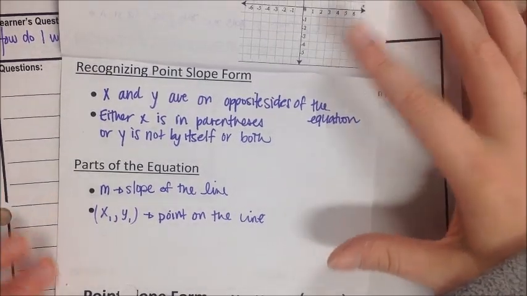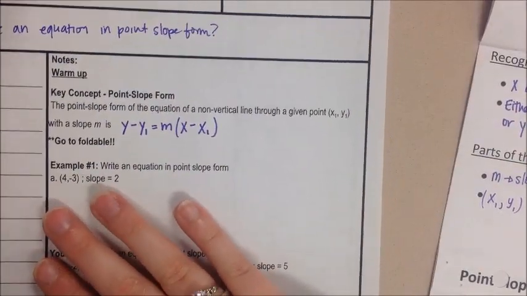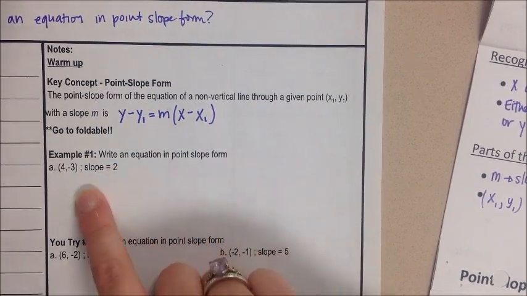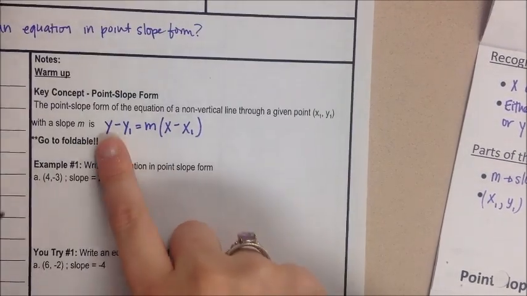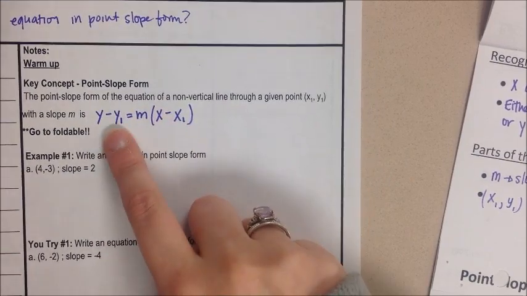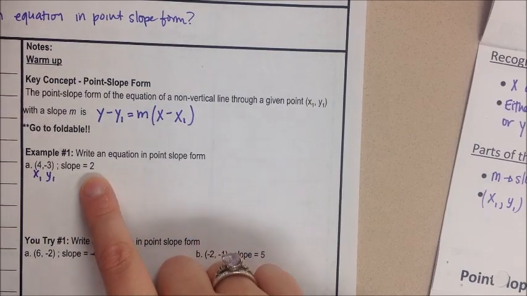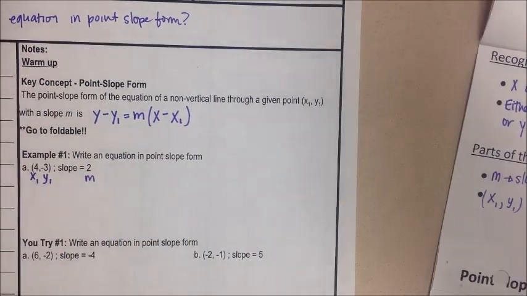Okay, so now we're going to go back to this. We're going to do example number 1. We're going to write an equation in point slope form. So there's my form. I'm not going to rewrite it again. But here's my x1, my y1. My slope is m, and then I literally just plug that stuff in.